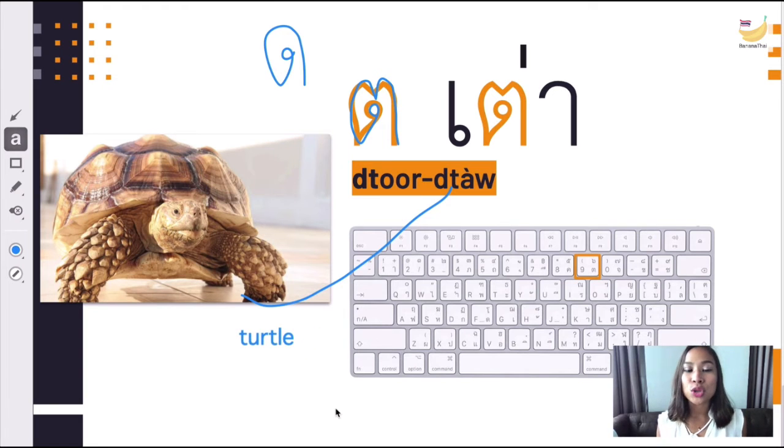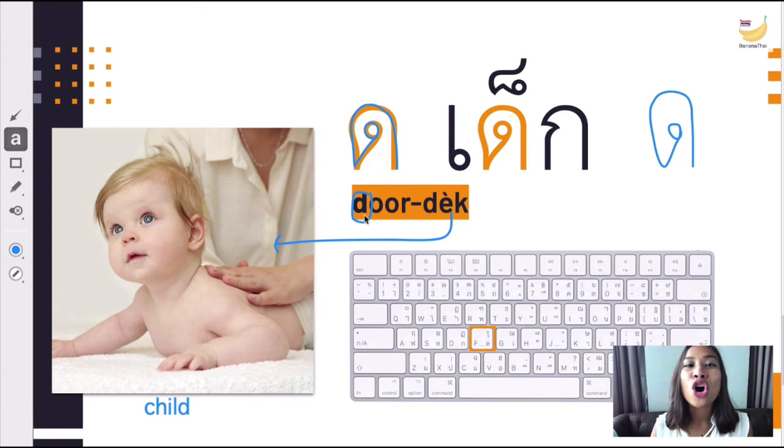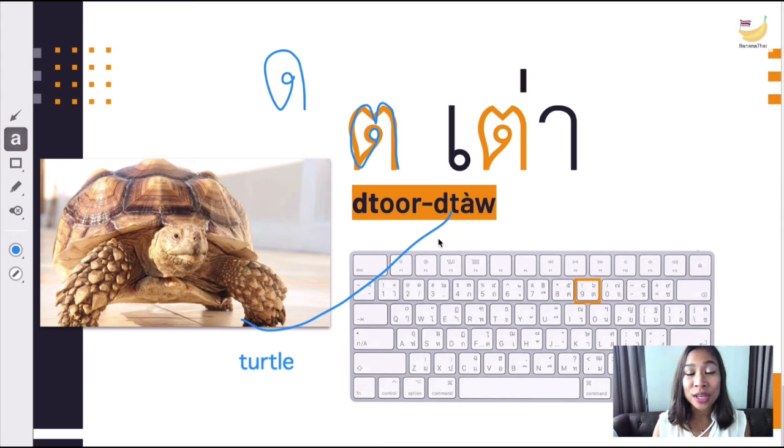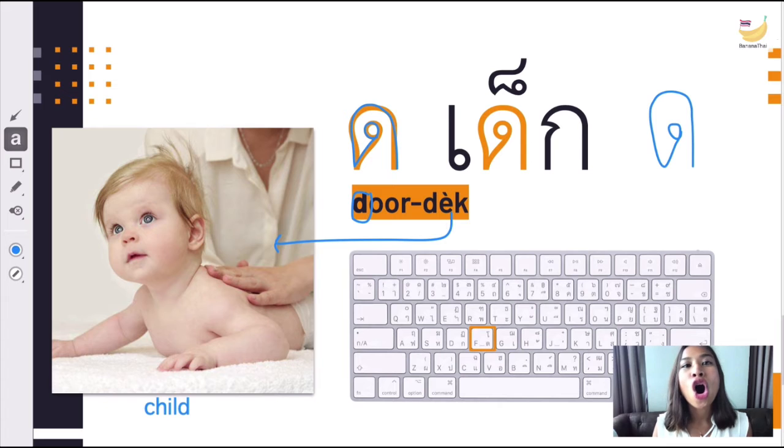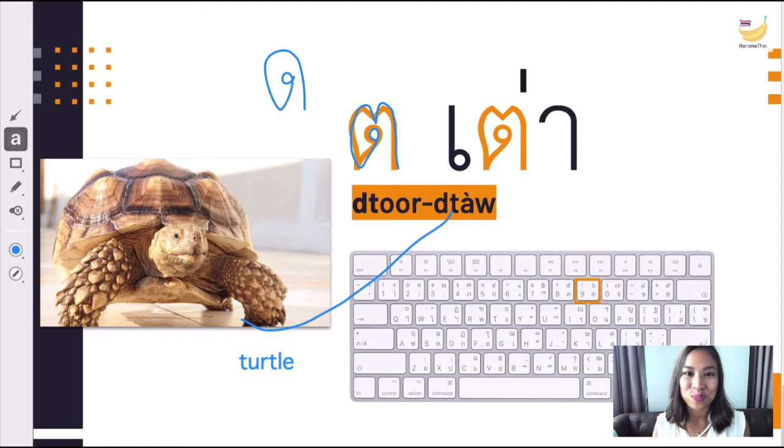You might also have a question whether ดอเด็ก and ต่อเต่า have the same initial consonant sound or not. The answer is no. ต่อเต่า is the stronger sound, and you put your tongue out and press it against the ceiling, against your teeth. So ต่อเต่า and ดอเด็ก, and ต่อเต่า is right here on the keyboard. All right, so now it's time for you to pause and practice writing.